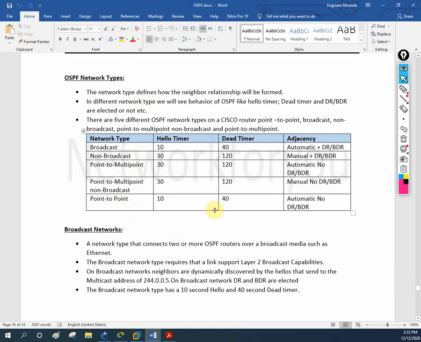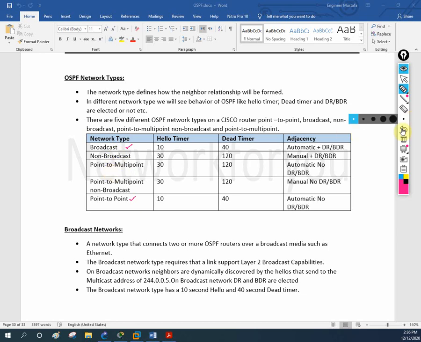So let's see. If you see here, we have OSPF network types. In our syllabus, we have only broadcast and point to point. But anyhow, let's discuss all and then we will do the lab for the 2 only, OSPF broadcast as well as point to point. So we are going to do only these 2 in our lab, as we have only these 2 in the syllabus.